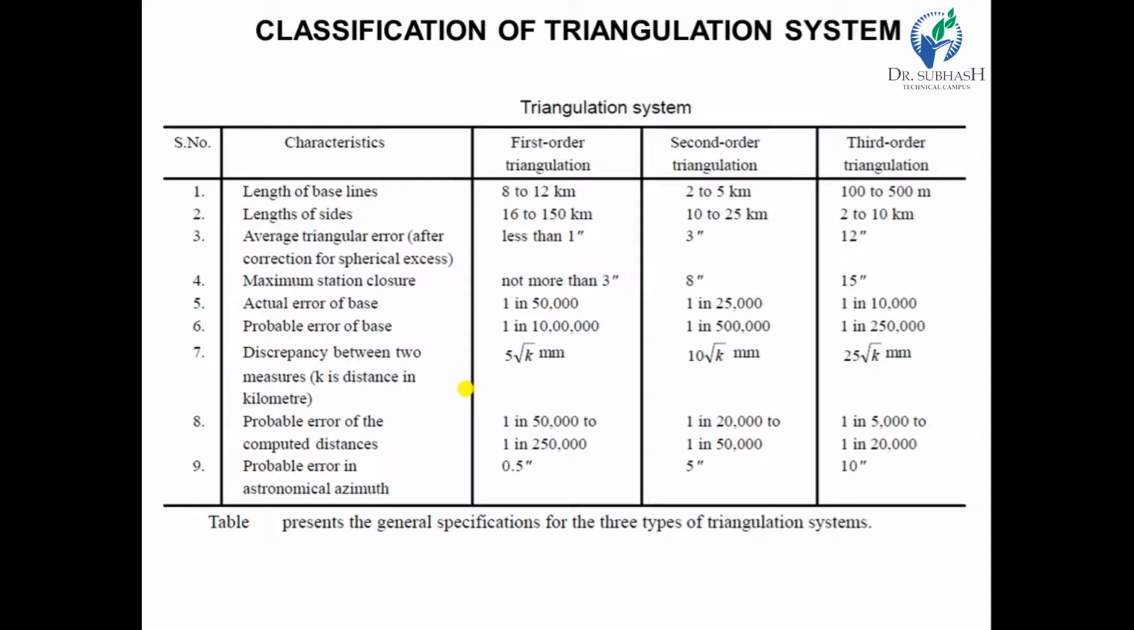Now, these are some of the classifications when we are adopting first order, second order, and third order. So from the length of baseline, length of side, maximum station closure, actual error of base, probable error of base, discrepancy between two measures, probable error of the computed distances, and probable error in astronomical azimuth, these are the different parameters. Based on that, we classify the triangulation system as first, second, or third order.